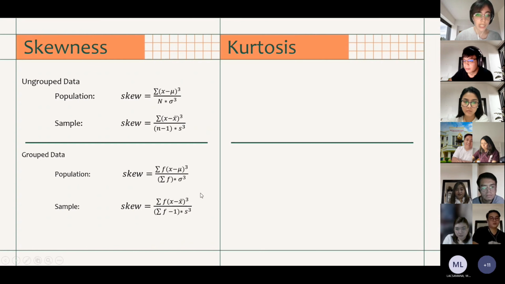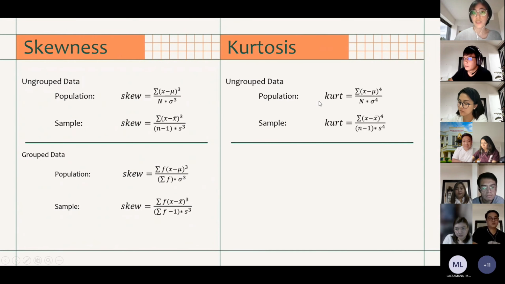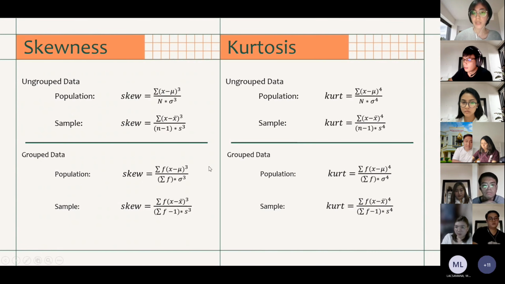But here's the formula for the grouped data of skewness. Here's the ungrouped data formula for kurtosis. And here is the grouped data formula for kurtosis. If you notice, the only difference between the formulas of skewness and kurtosis is the exponent. For skewness, it's always raised to 3. For kurtosis, it's always raised to 4.